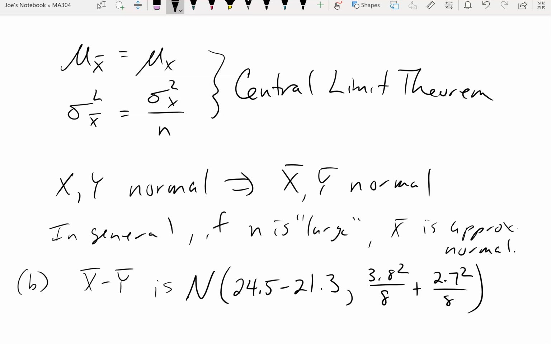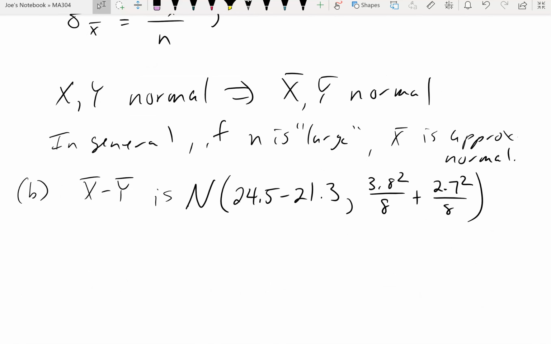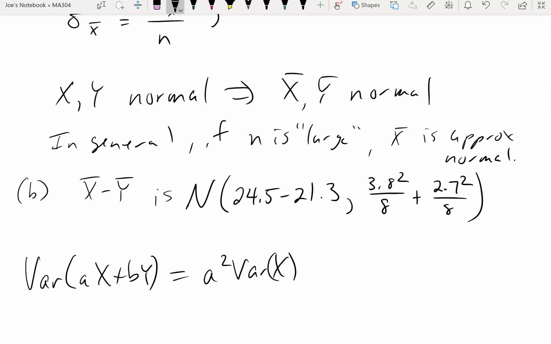If they weren't independent, what would be at the end here? Minus 2 times the covariance. Remember in general that if you have the variance of ax plus by, that's a squared variance of x plus b squared variance of y plus 2ab covariance of xy.